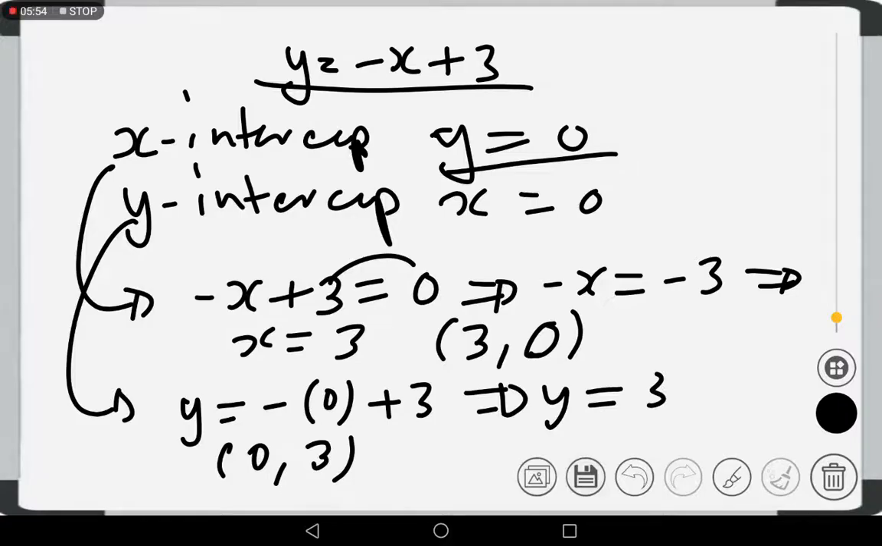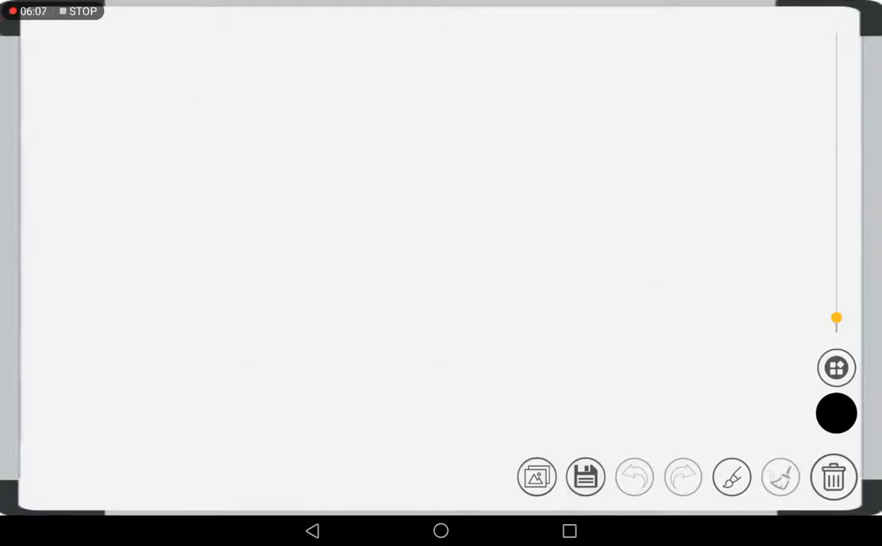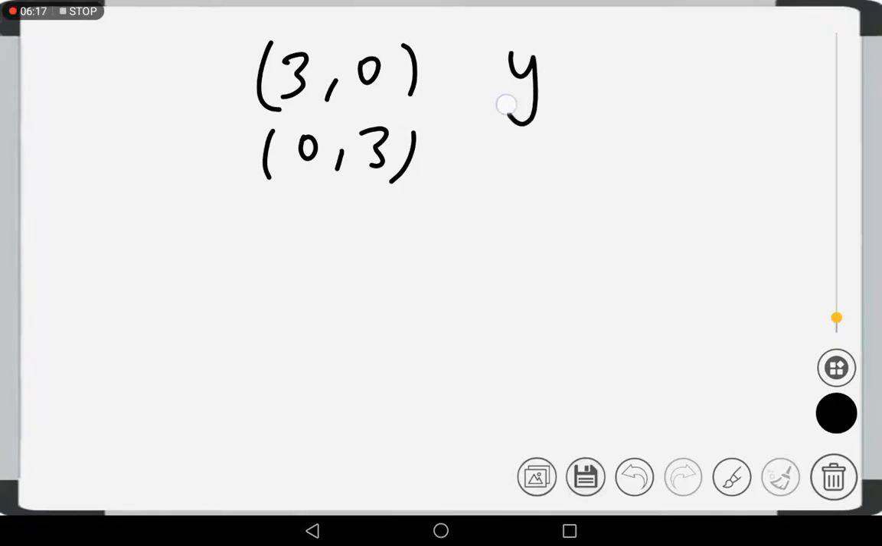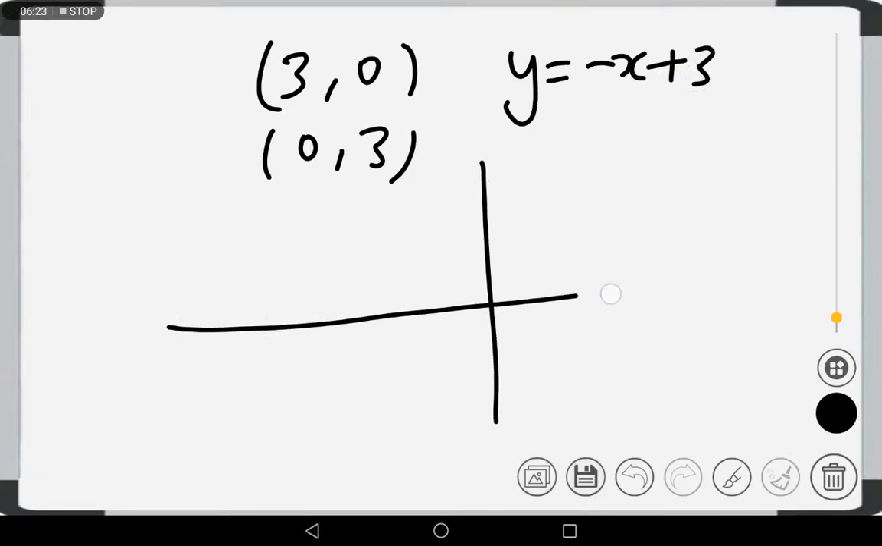So this is our y-intercept. These two are our x and y-intercept coordinates. Now that we have our intercept coordinates, I'm going to write them. When y is 0, we get 3 and 0, and when x is 0, we get 0 and 3. And the equation we have is y equals mx plus 3.